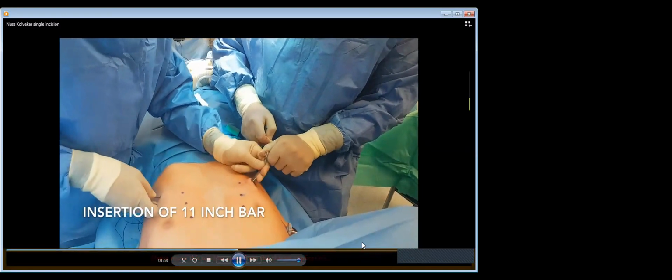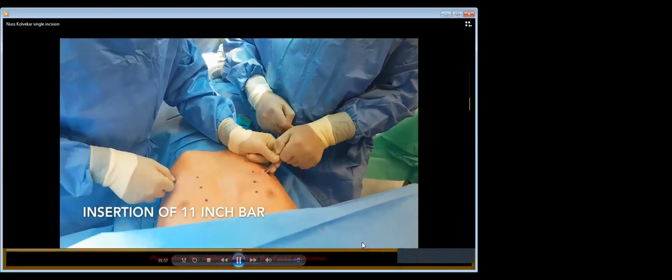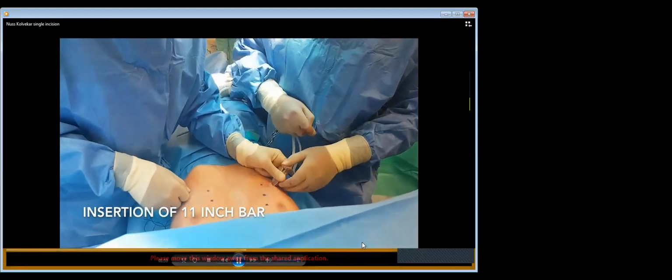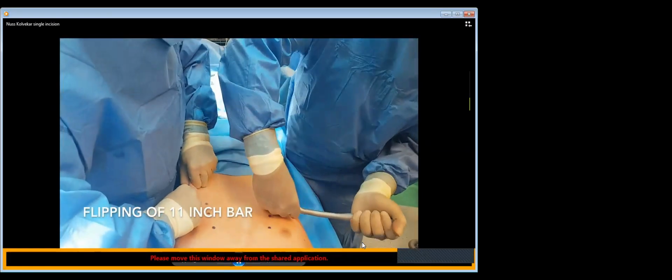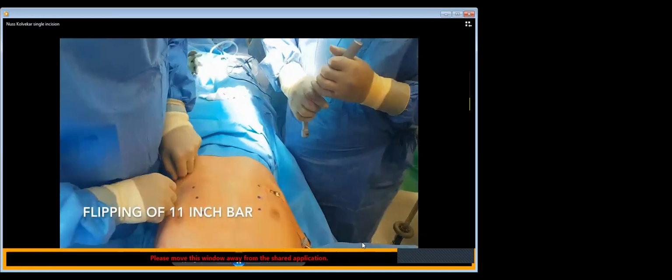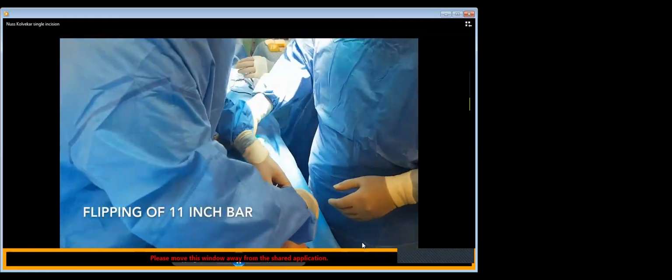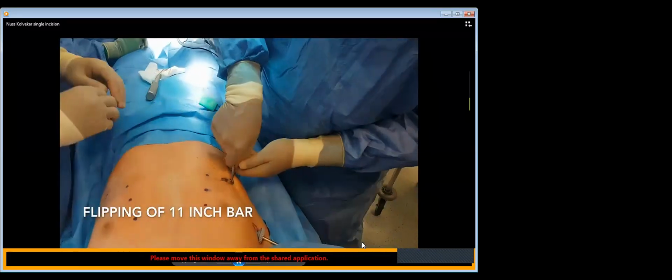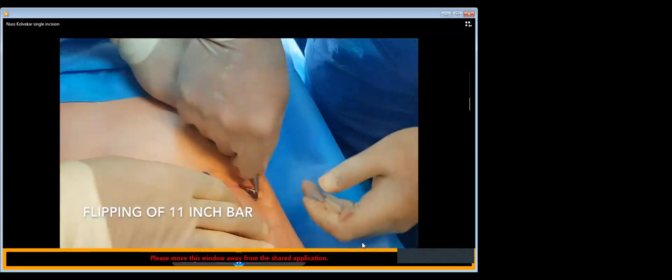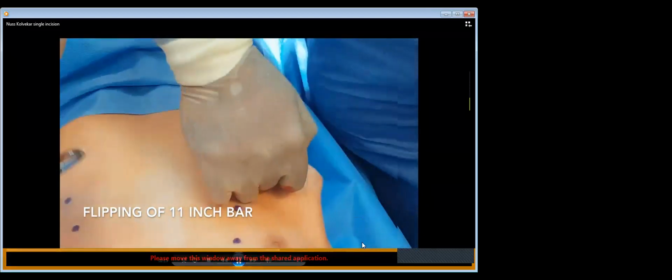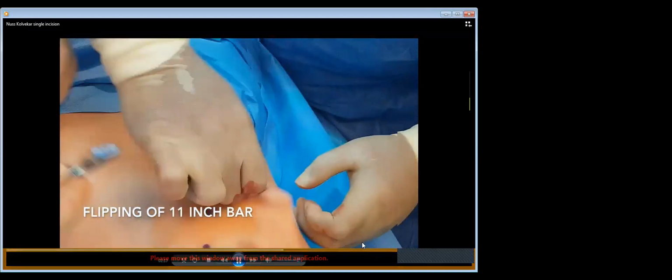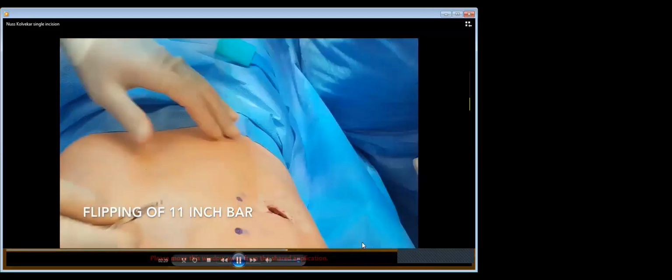And once it has gone across, the interspaces are narrow, so sometimes you struggle. See, once you've done it, this is called flipping. You flip the bar, and now it's gone down. You pull the thread up, and then you have to put a stabilizer, and then you fix the stabilizer. See, that's one big incision, and that's the stabilizer you push in.